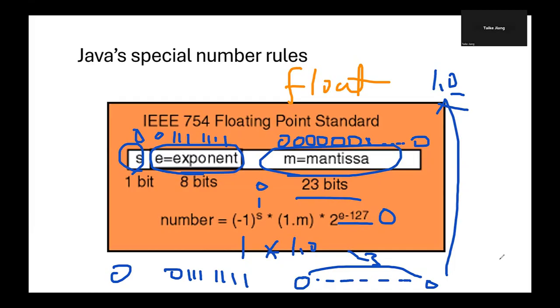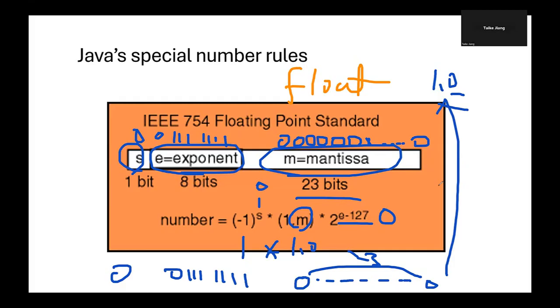Is that okay? I don't understand the mantissa part. The mantissa is the fractional part. You have 1.m, and right now m is 0, so you get all zeros.